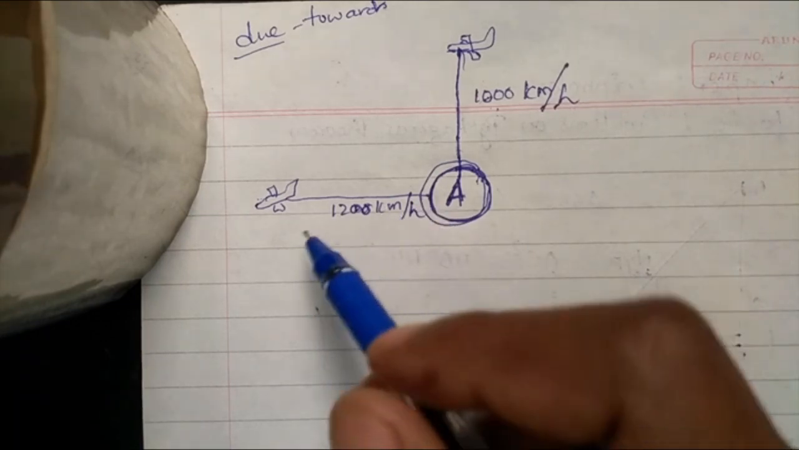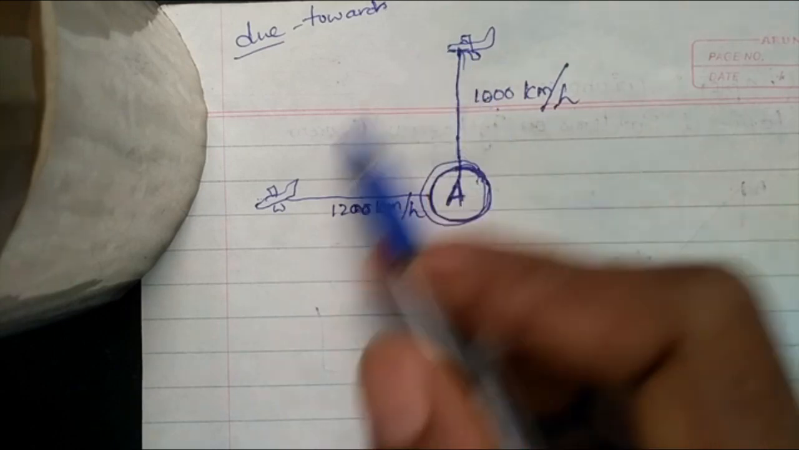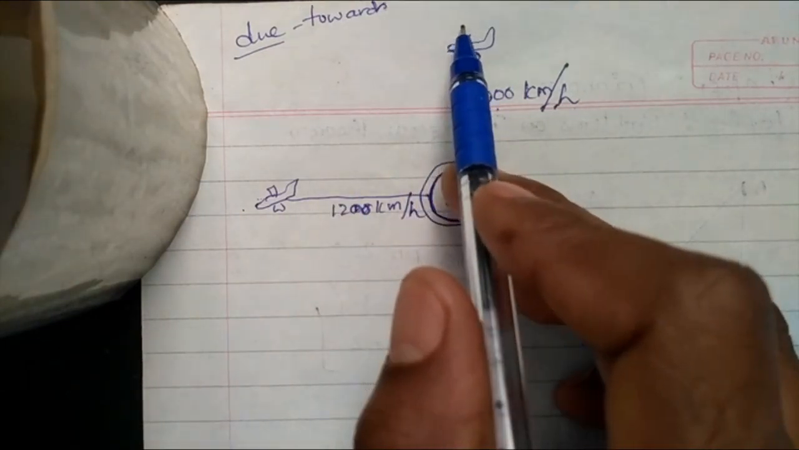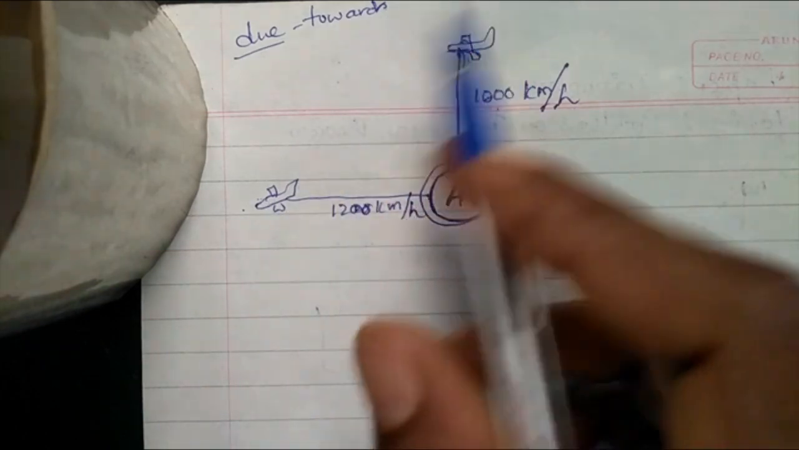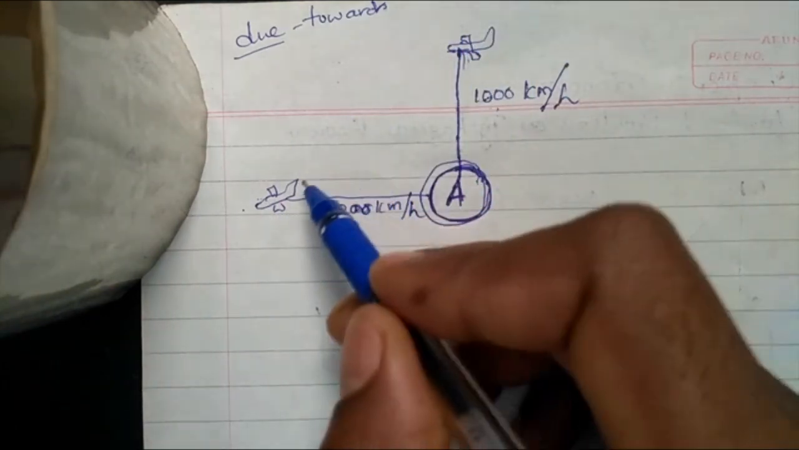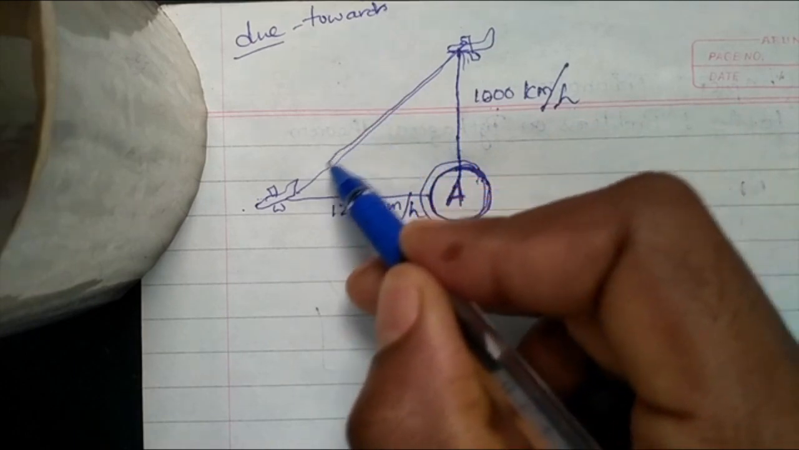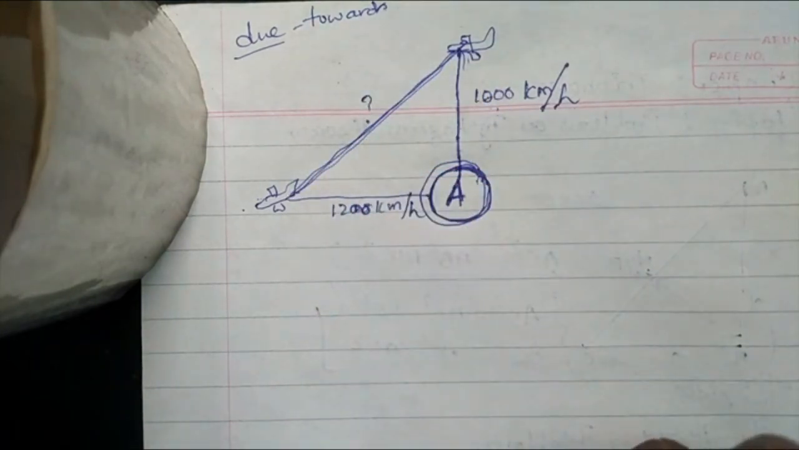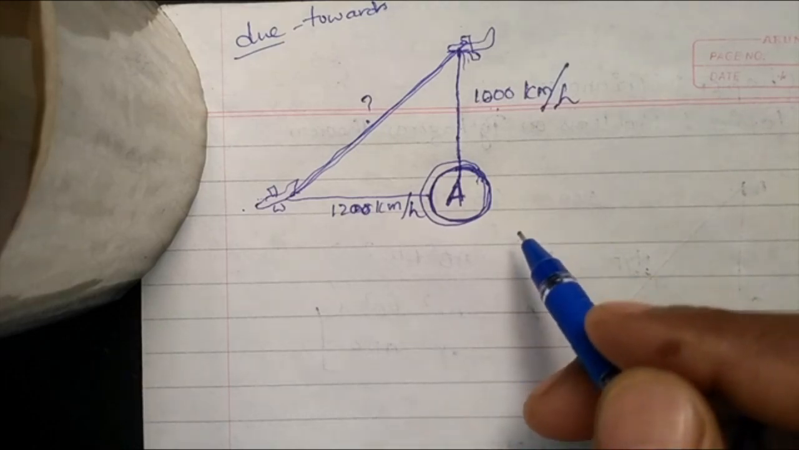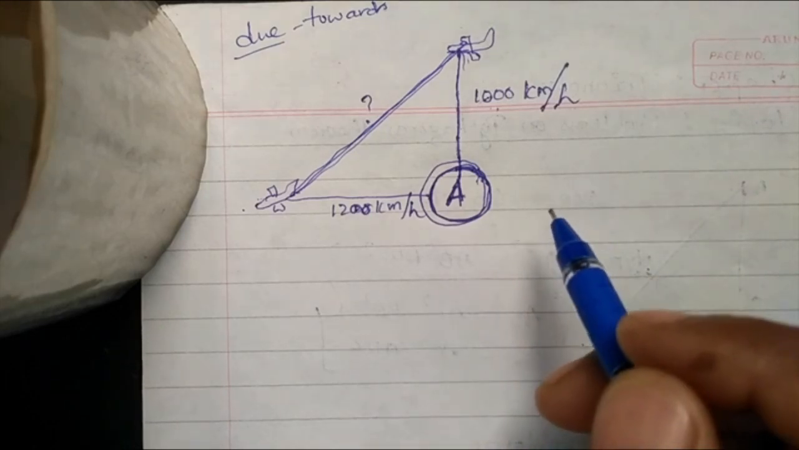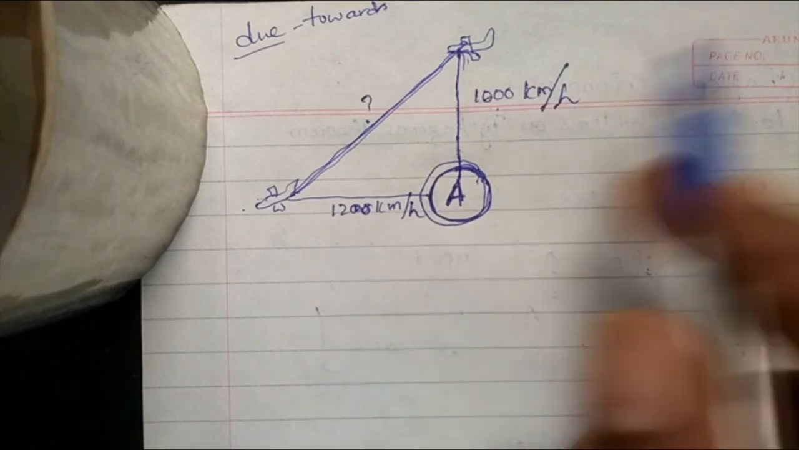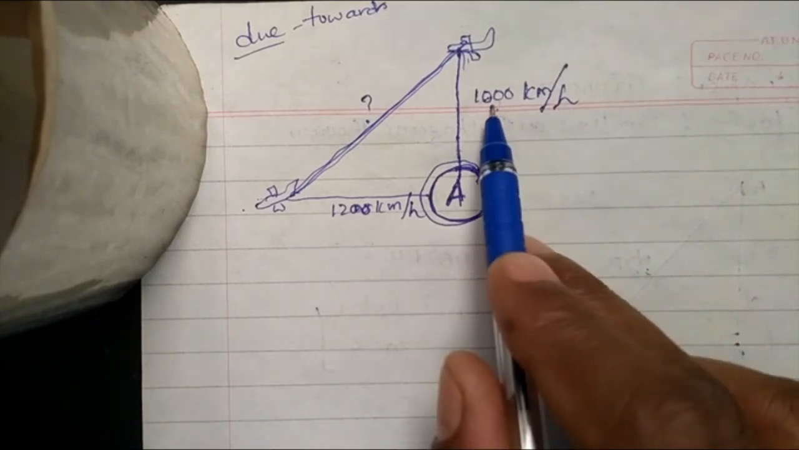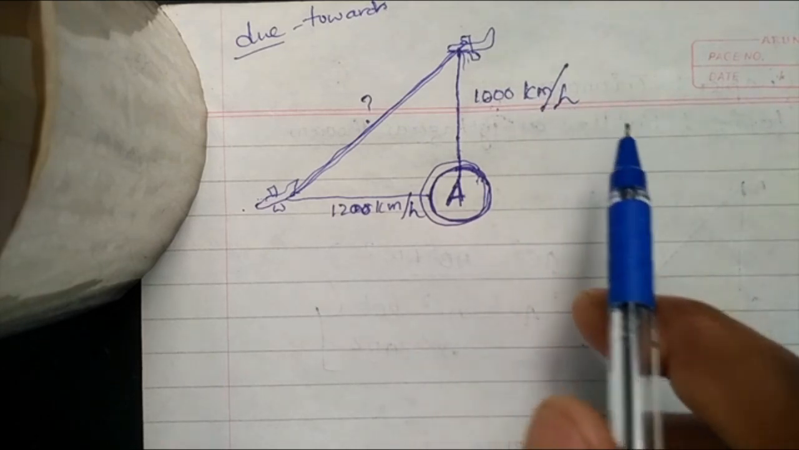So what is the distance between these two planes now? One is flying towards the west, the other towards the north. The question is how far apart both aeroplanes are. This is the distance between both the aeroplanes, which you need to find out. But note one thing: the question asks for the distance after 1.5 hours. This aeroplane flies 1000 km in 1 hour. The question is for 1.5 hours.